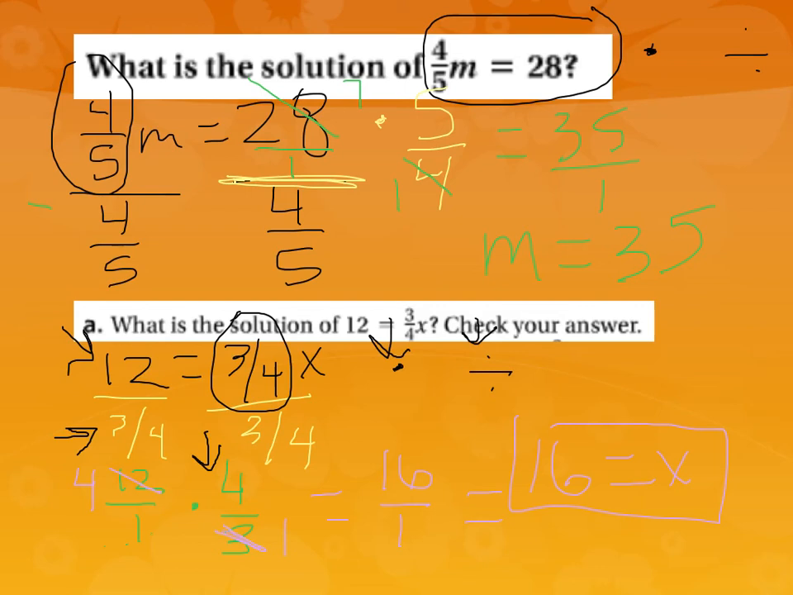And in the purple, I simplified before I multiplied. So I simplified my 12 with my 3. So that became 4 and 1. So as I multiplied across, 4 times 4 is 16, and 1 times 1 is 1. So my answer was 16.